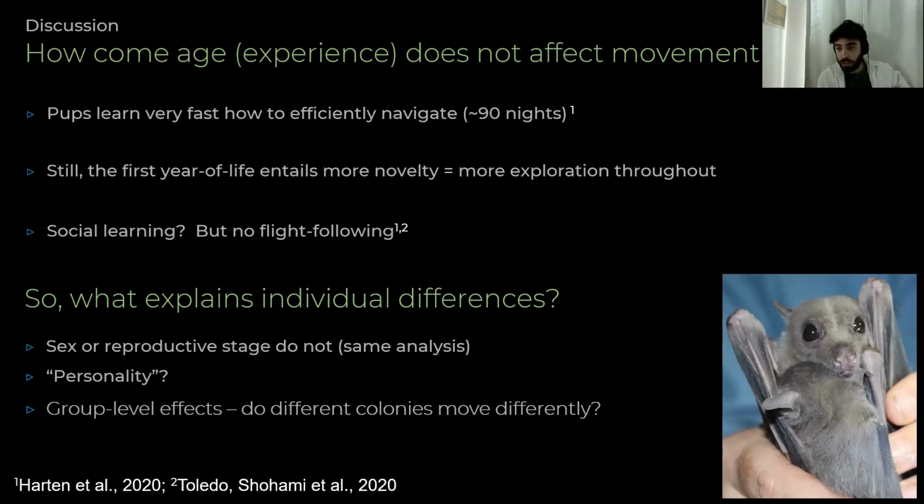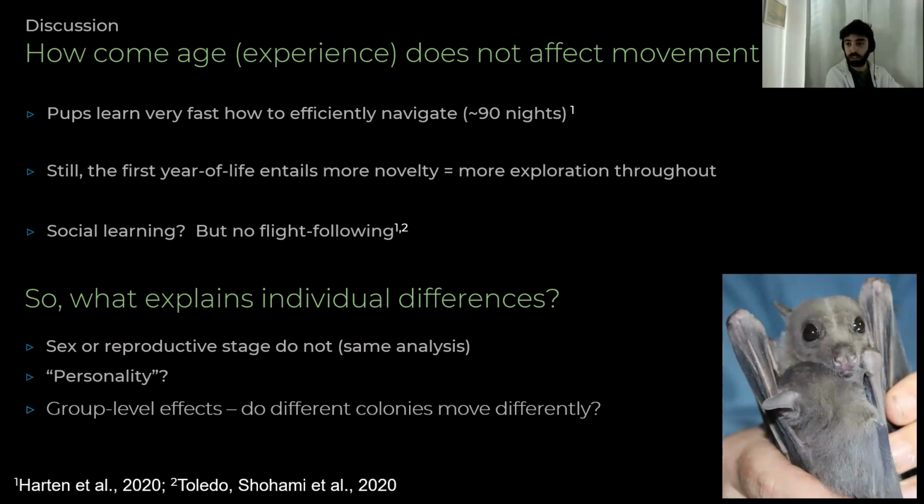And you would probably also think that they can learn from conspecifics, but as I told you before, we don't see them ever flying together. So maybe they're observing other individuals, but if they don't follow them, how do they know where the trees are and how to fly there efficiently? So these are still open questions.